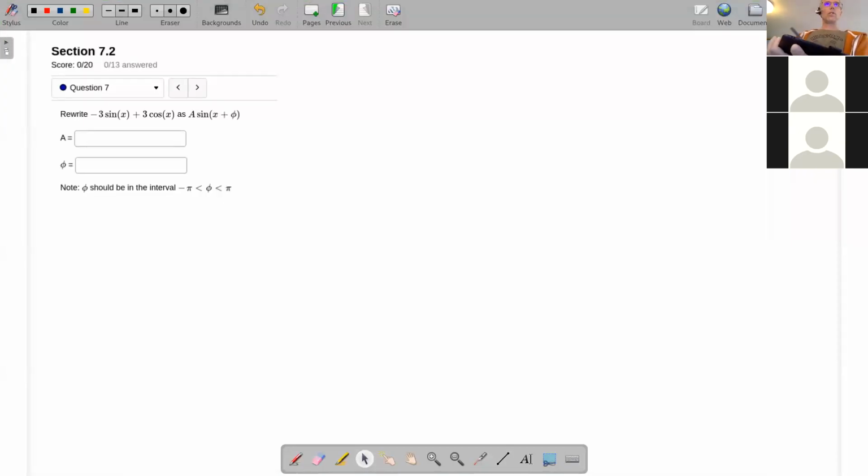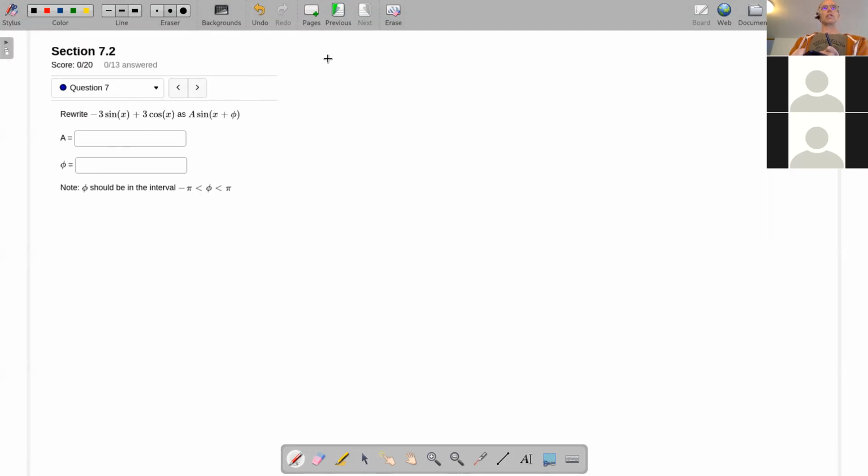So applying that wave shift formula I talked about before, the claim here is that we can rewrite this sum or difference of sine and cosine as a sine with a shift to it. So we want to figure out what the value of A is and what the value of theta is there. So here's the way we'll go about that.